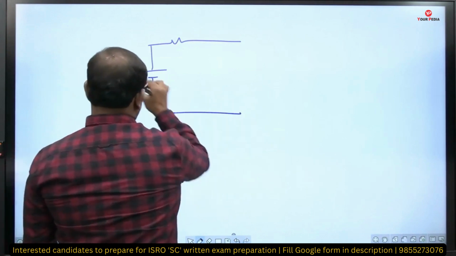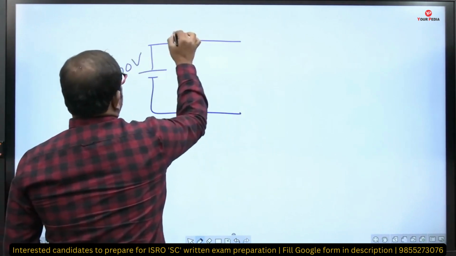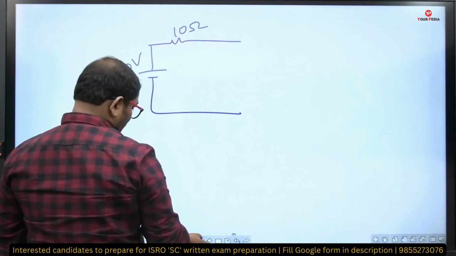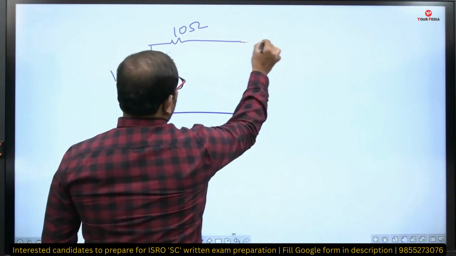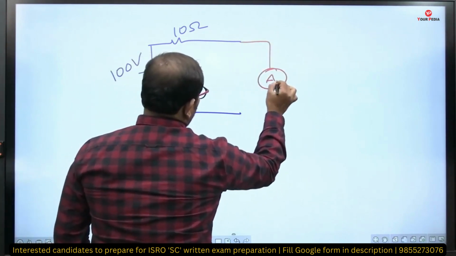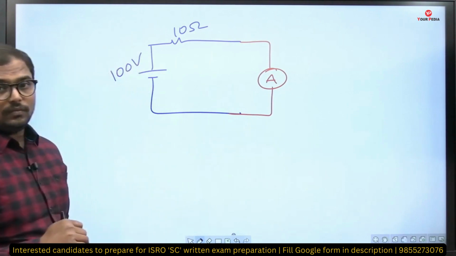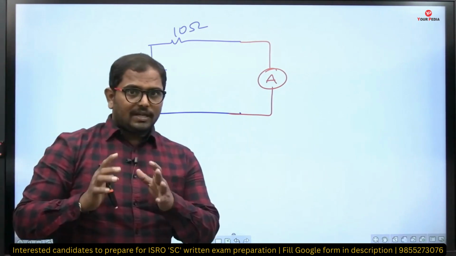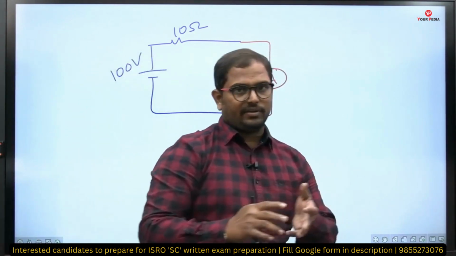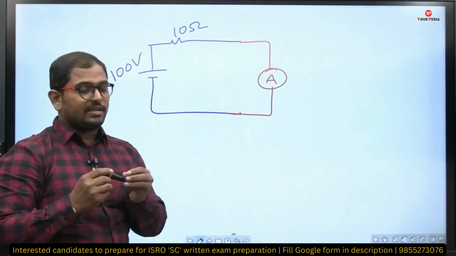So this is a voltage source of 100 volts. This is the 10 ohms. Now this is the current. Here I will connect an ammeter like this. Now what is the meaning of this loading effect?